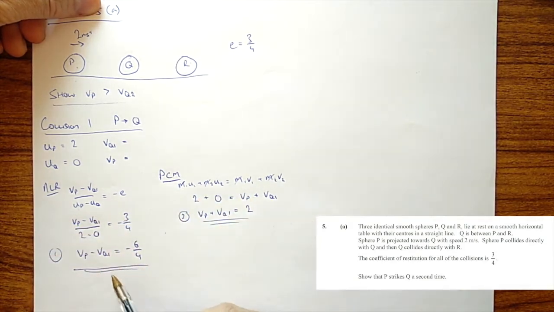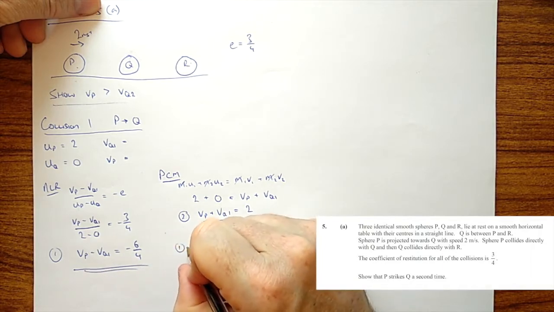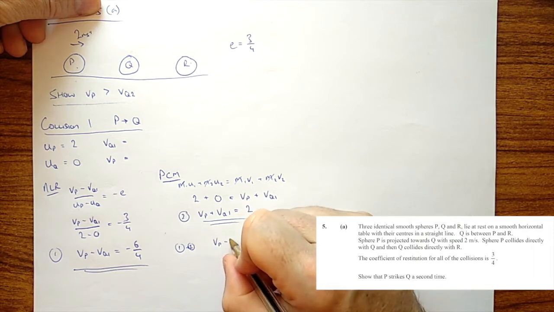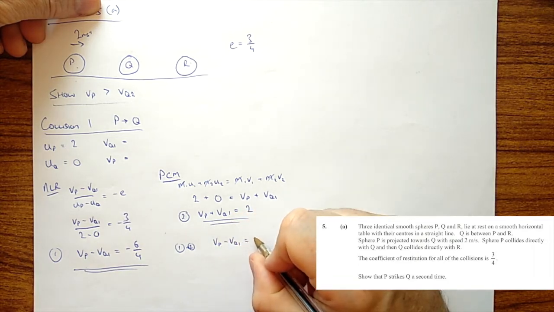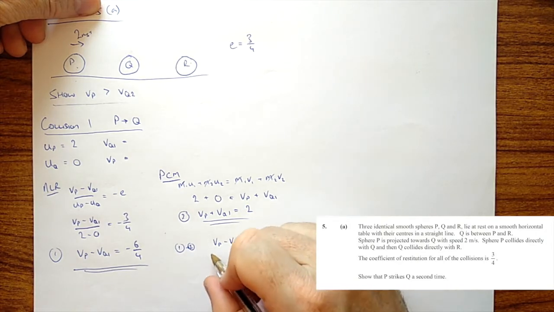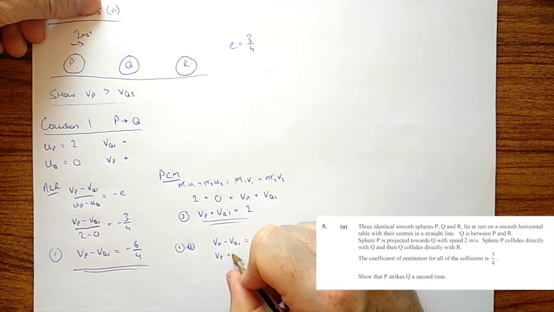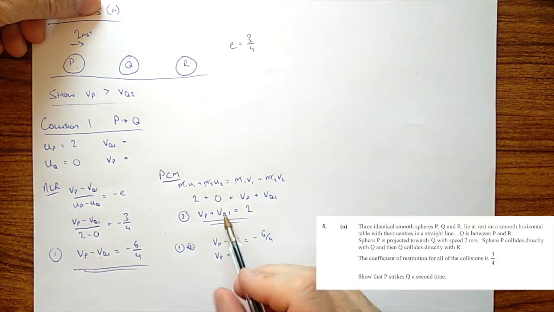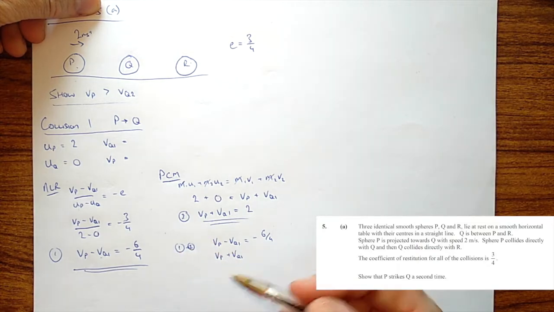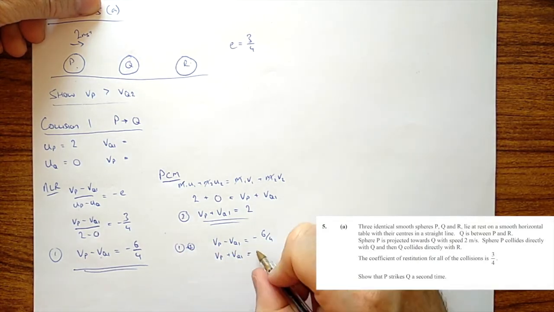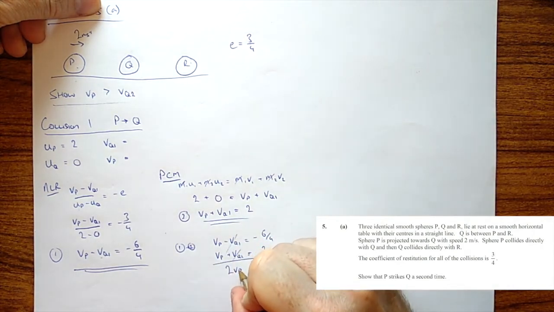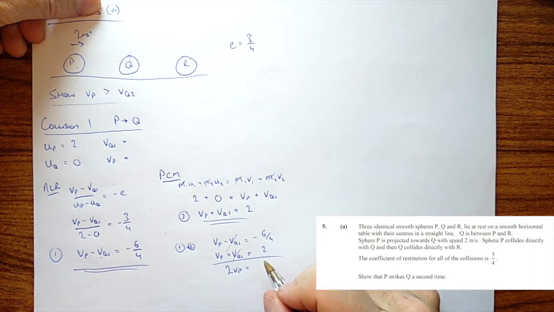Equations 1 and 2, we'll combine these. We'll basically say 1 plus 2. So we have VP minus VQ1 equals minus 6/4, and then VP plus VQ1 equals 2. The reason I'm doing 1 plus 2 is that these VQ1 terms are going to cancel out. Add them all up together, and we get 2VP equals 2 over 4.